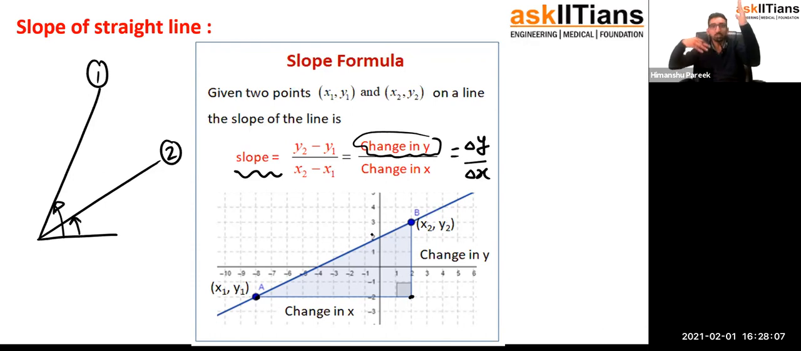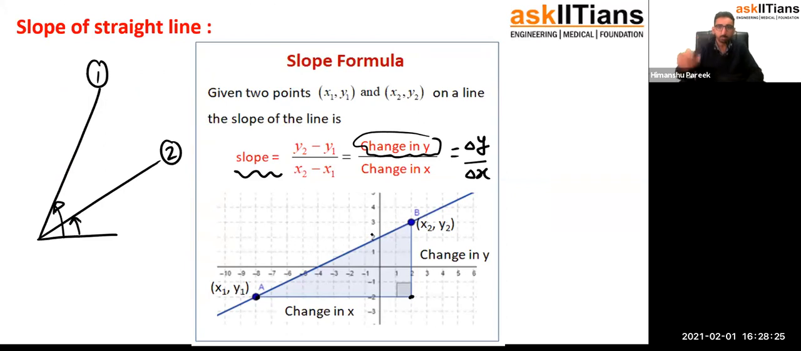So this change in the value of y with respect to x is represented by the slope of the line. I hope you got my point. So that's the meaning of a slope. And that's how we can find out the slope of a straight line, right?